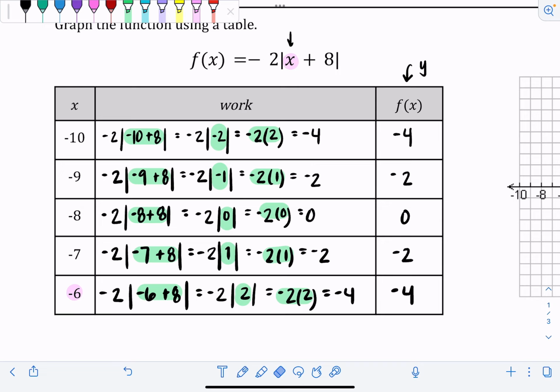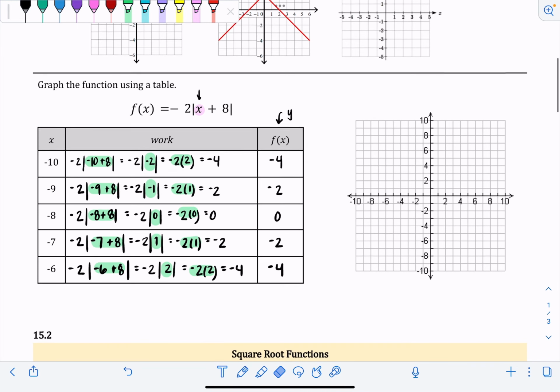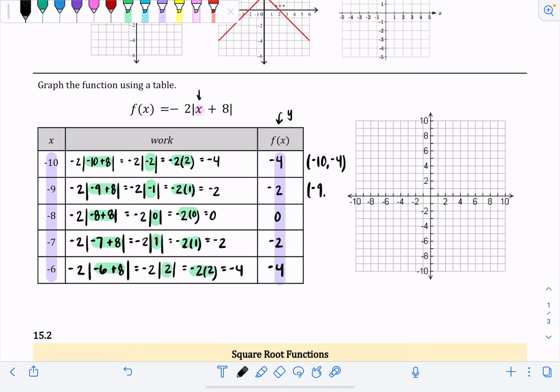So now, when we go to graph our function, we have to remember that the first and the last column are like points now. So these are all of my x coordinates, and then these are the y coordinates that go with them. So if it's helpful, you can go ahead and write them as a complete point in parentheses. So for the first line, it's -10 for the x, and then -4 for the f of x or the y. So -10, -4. The second line is -9, -2. The third line is -8, 0. The fourth line, -7, -2. And then the fifth line is -6, -4.